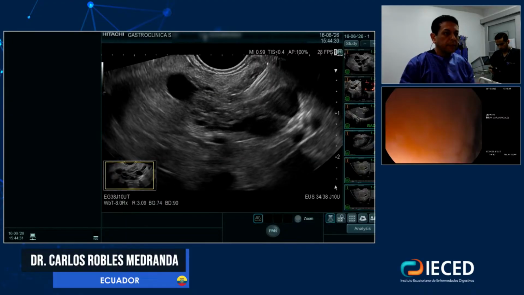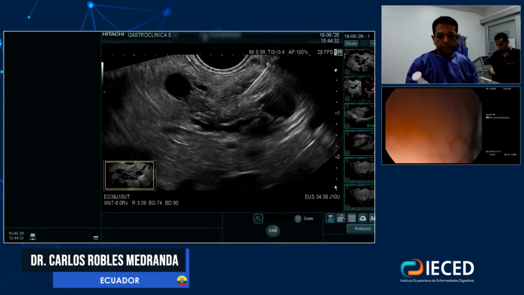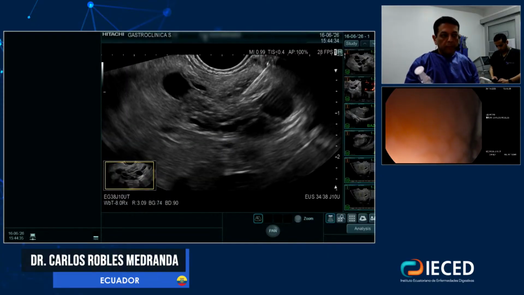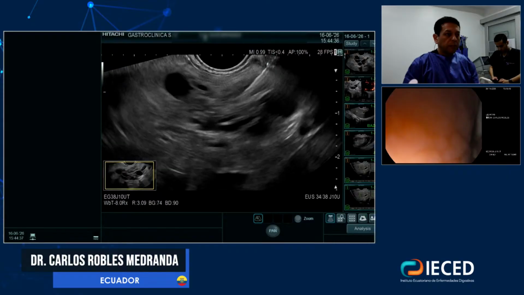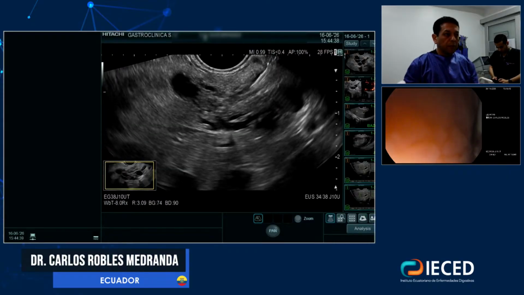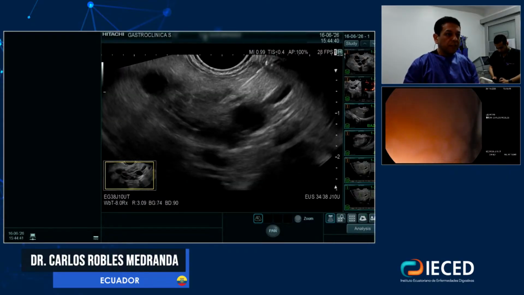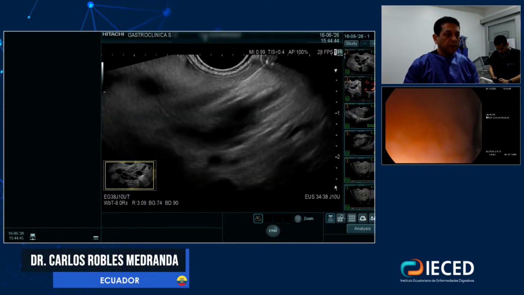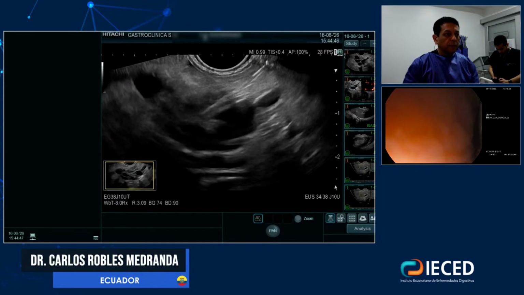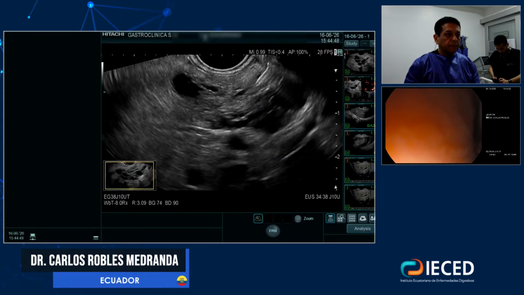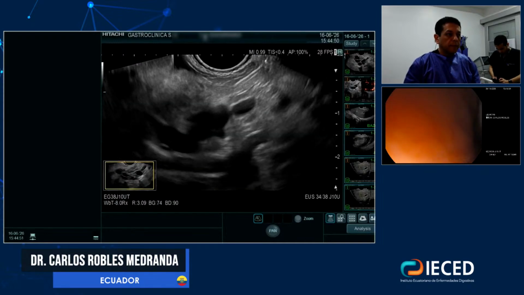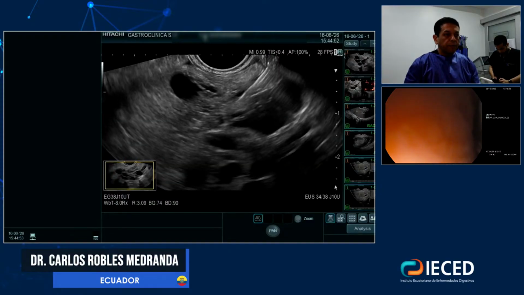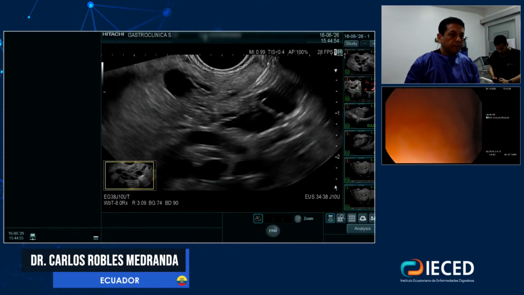Okay, now I pass. So I will take just from this microcystic lesion, you see? Very good. No bleeding. I am using an FNB needle.